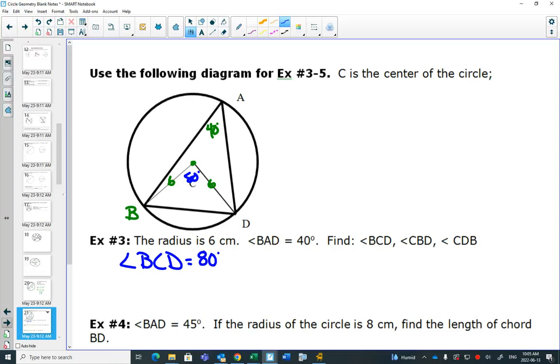Okay? They still want us to find out more, so we have to be able to look at this, recognize things, and recognize properties. So they want us to find out these two angles. How do we find those out? One of them's 90, isn't it? This is not 90 because this is not a central angle. You have to see something in this question still to help us figure out these bottom two angles.